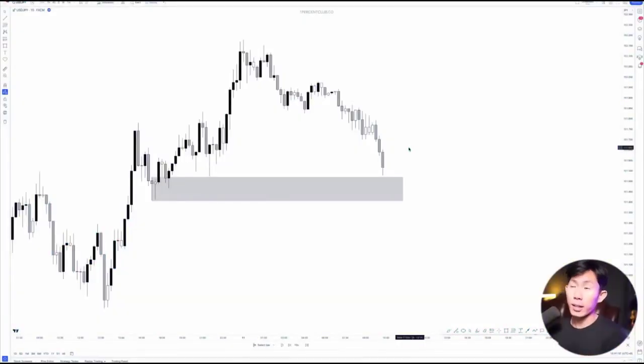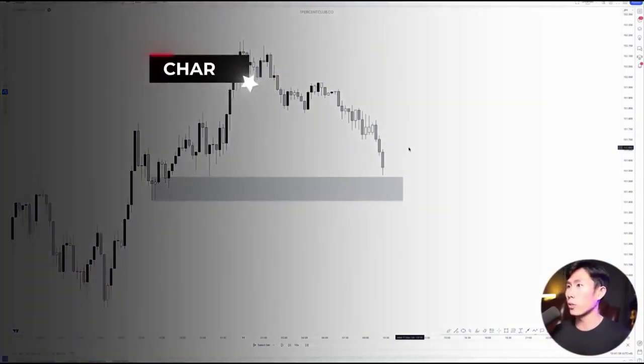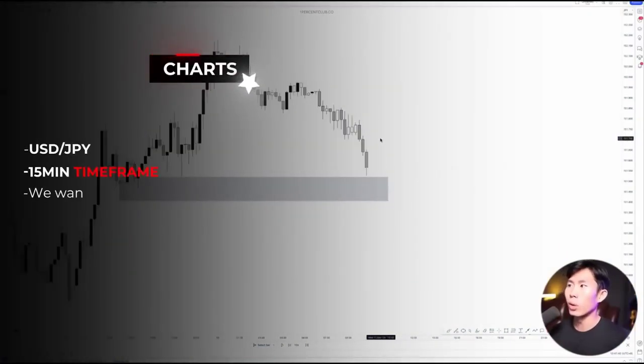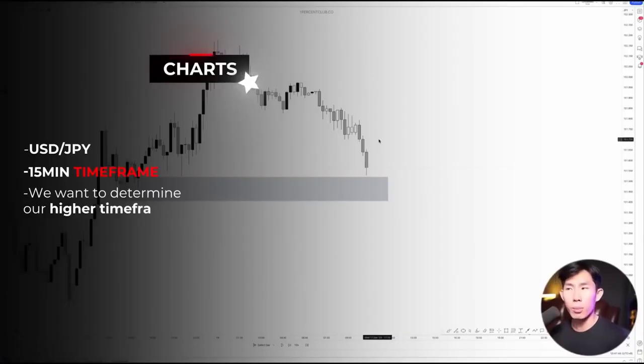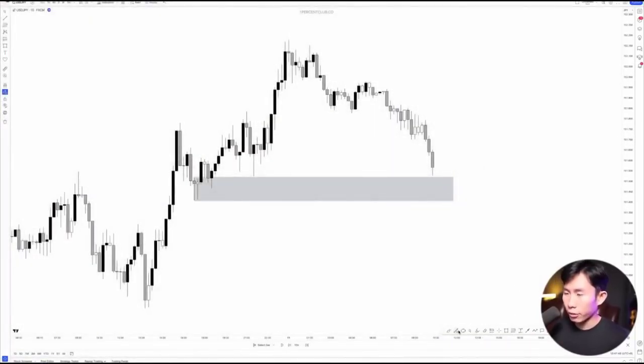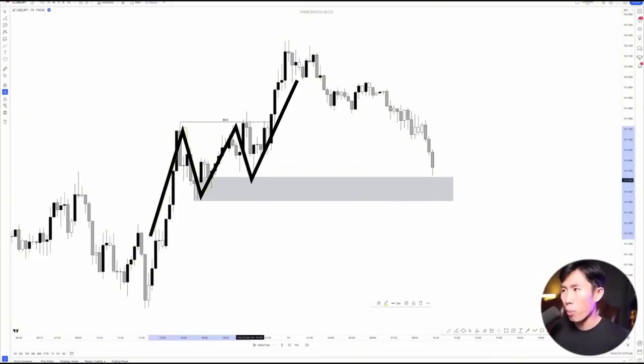Now let's go to the charts and apply this scalping strategy. So first of all, we are on USD JPY. We are on a 15-minute time frame. This is where we want to determine our higher time frame objective, right? So we know that price is pulling back right here after price has already given us a break of structure to the upside, just like this. And when price actually created this break of structure, it did not just go up immediately, you know. Price actually goes up, pulls back, creating a minor pullback just like this before the real move actually happens.